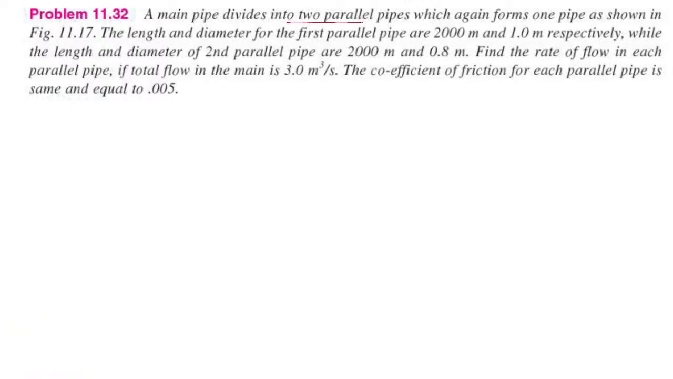As you can see again, the first thing is that a main pipe divides into two parallel pipes. So from here you can understand, from the main pipe it is dividing into two parallel pipes, which again form one pipe. As we have seen just now, they merge into a single pipe.